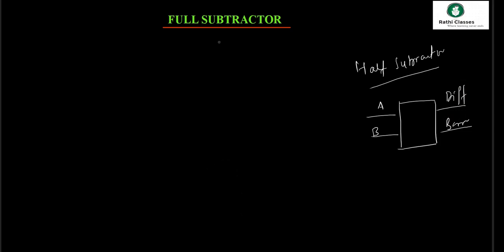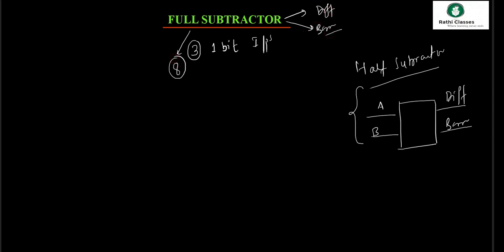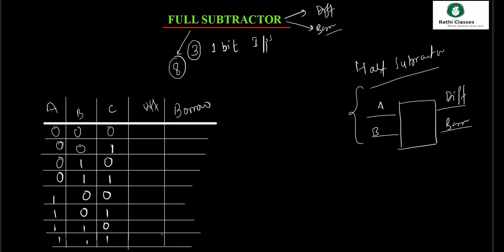Similarly, for full subtractor, the major difference is that in half subtractor there are two 1-bit inputs. For full subtractor there will be three 1-bit inputs, and the corresponding outputs will be the same, difference and borrow. Three inputs means the total number of cases should be 8. Let us quickly design. So all the 8 cases I have drawn over here.